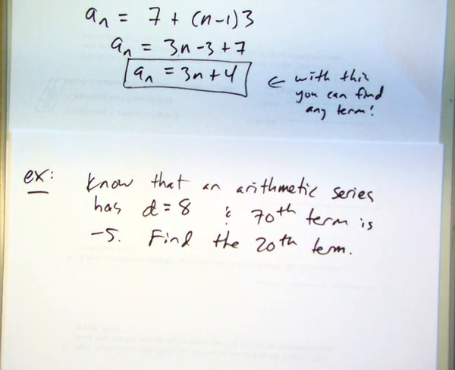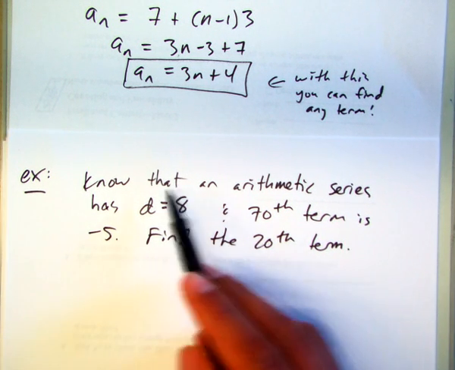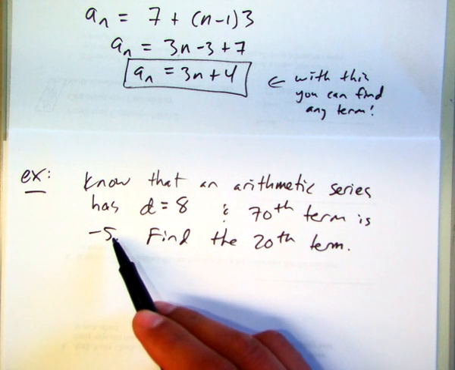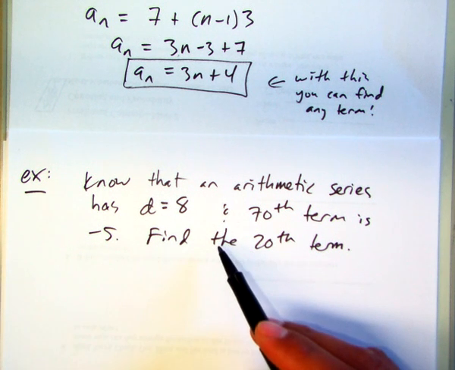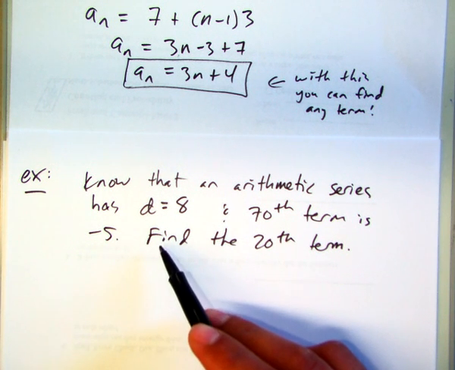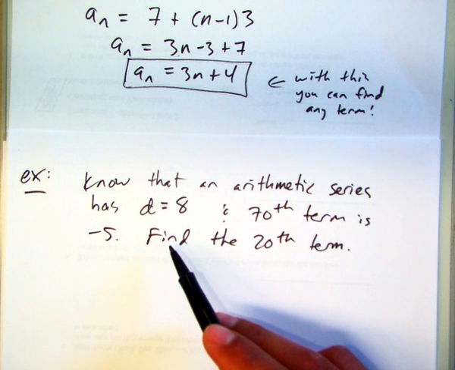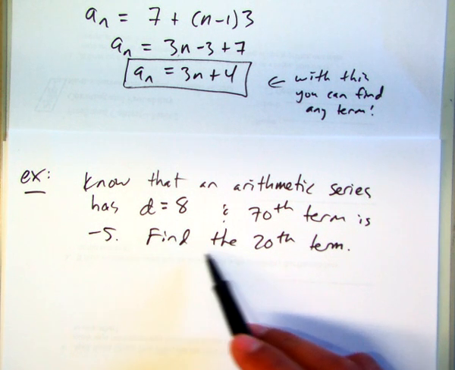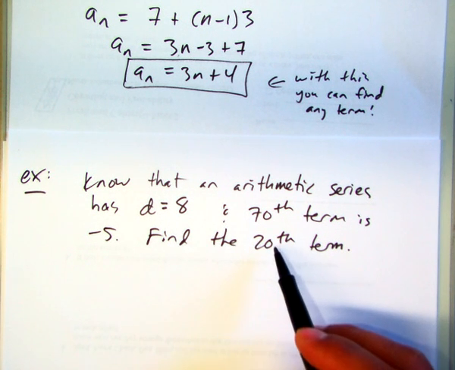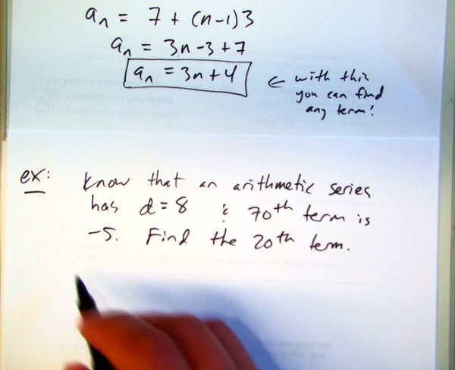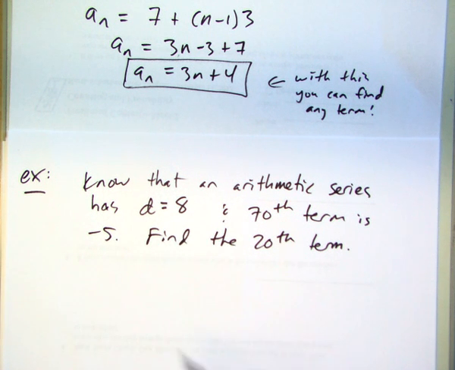So this is kind of like the last problem where we have a bit of information given to us, but we're going to go one step further. They didn't ask us to find the general rule. It probably would be a good idea, though. So then I could just plug in 20 and find the 20th term. So that's what I'm going to do first. We'll write down what we know and see if we can find the general rule.